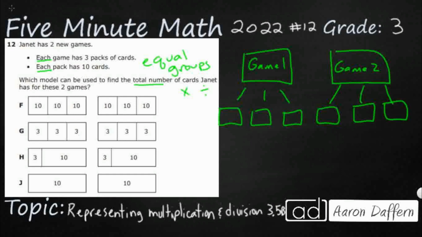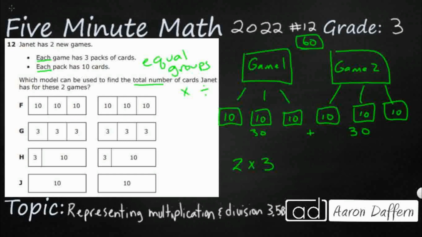Okay, because what I'm doing here is I'm multiplying 2 games times 3 packs each. And then each pack has got 10 cards. All right, so I got 10, 20, 30 in this one, 10, 20, 30 in this one. So 30 and 30, that's going to make 60 altogether.